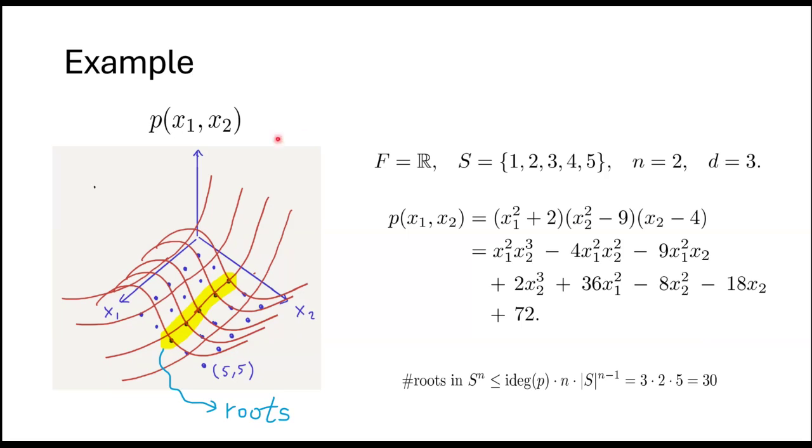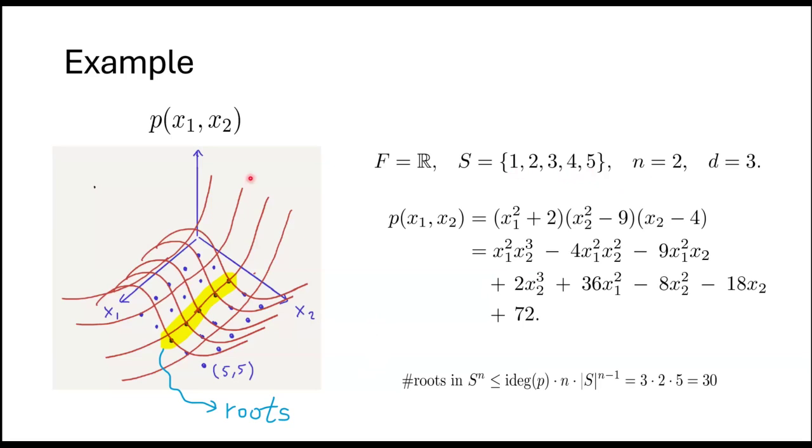This is just an example of a polynomial with two variables, x1 and x2, and its name is p. And this is a nice, helpful diagram to explain things. Below here is the plane of x1 and x2. This is the x1 axis and this is the x2 axis. Now I'm taking F, the field, to be the reals, and S, which the cube is going to consist of, is just these discrete 5 points: 1, 2, 3, 4, 5.